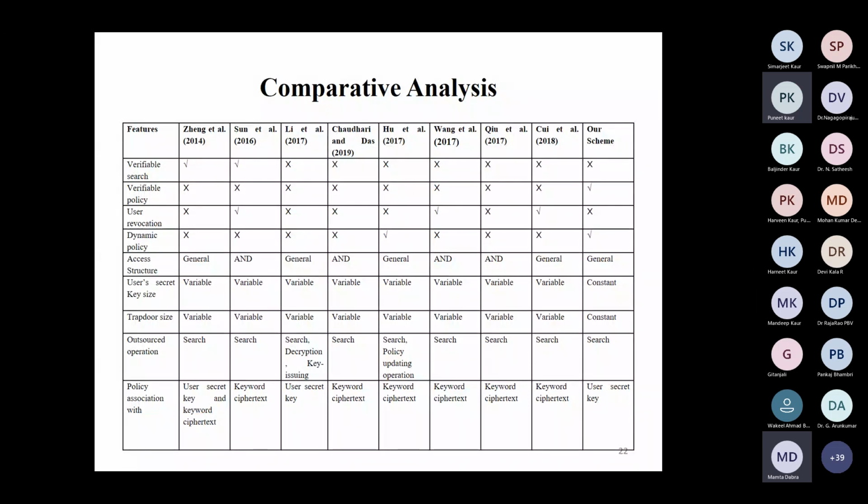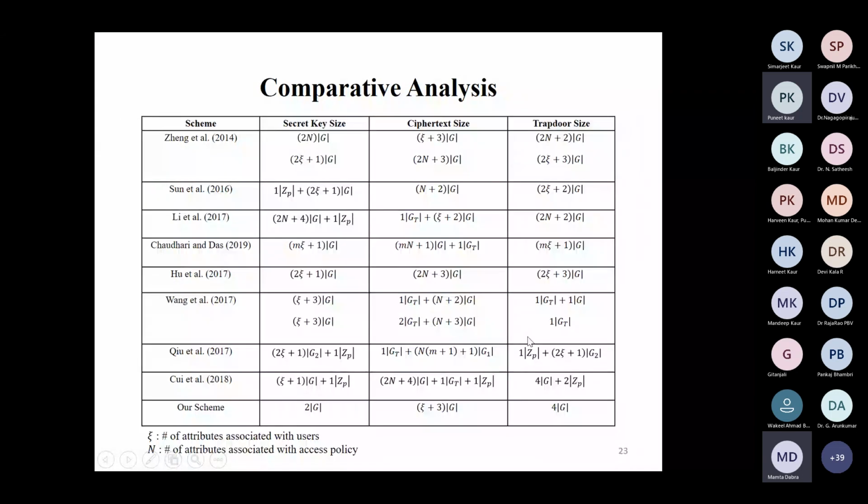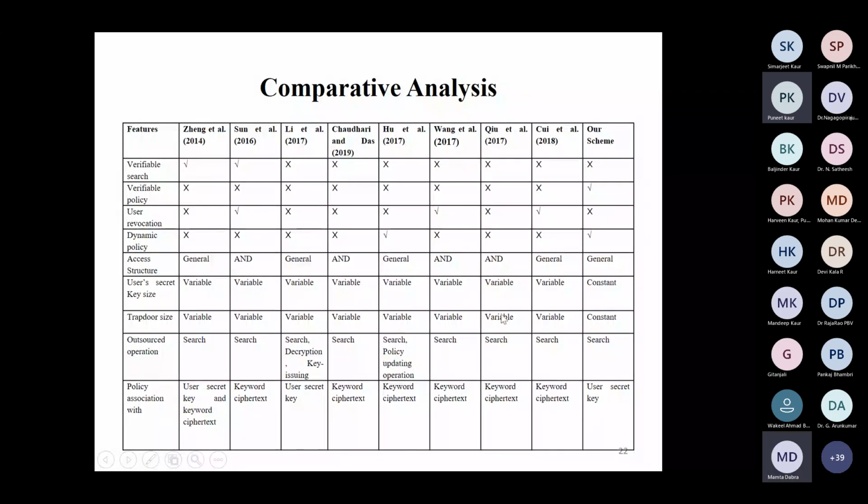In all of the schemes, it is variable. It varies with respect to the number of attributes, but here it is constant. And this is the final calculations from that paper only.